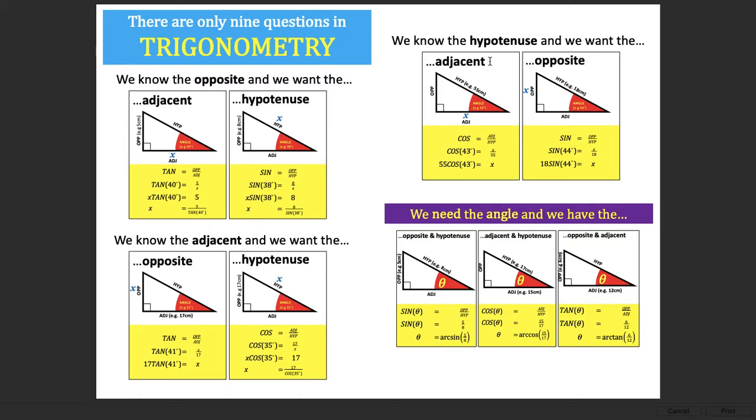You can know the hypotenuse and want the adjacent or opposite. Or you could need to know the angle and the information you have is 2 of the other sides, which could be opposite and hypotenuse, adjacent and hypotenuse, or opposite and adjacent. So it's just a question of recognizing which one of those 9 types it is. Every question is just one of those 9 types with the numbers changed.